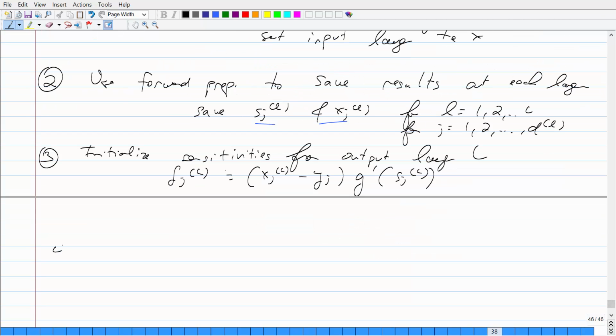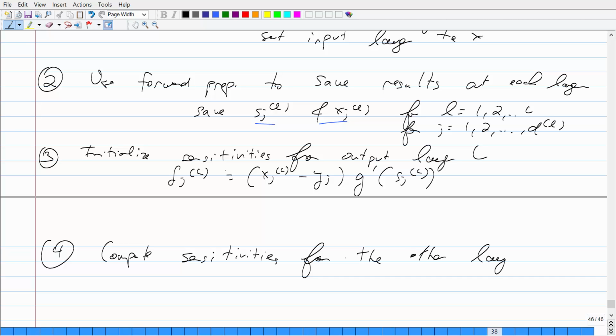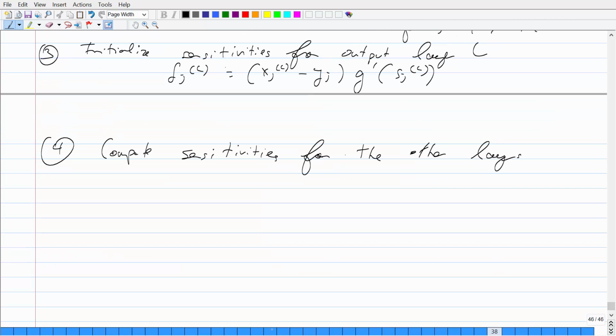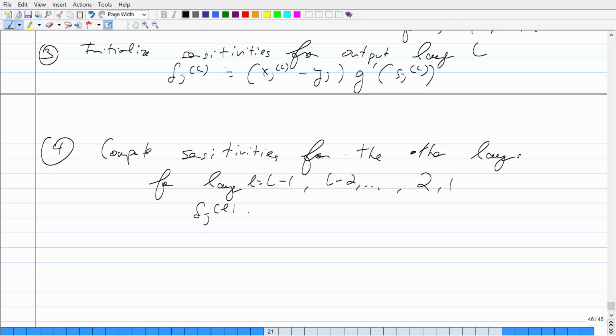And then finally, you have to compute sensitivities for the other layers, except for the input. That's just going out. There's no inputs going in. Okay? Compute sensitivities for the other layers. So for the second highest layer, third highest layer, all the way down to the first hidden layer, you want to compute their sensitivities.